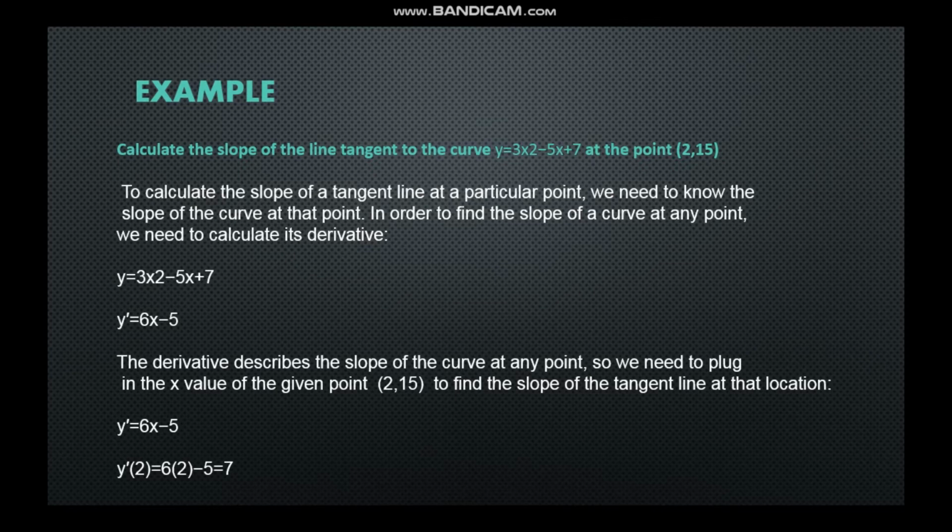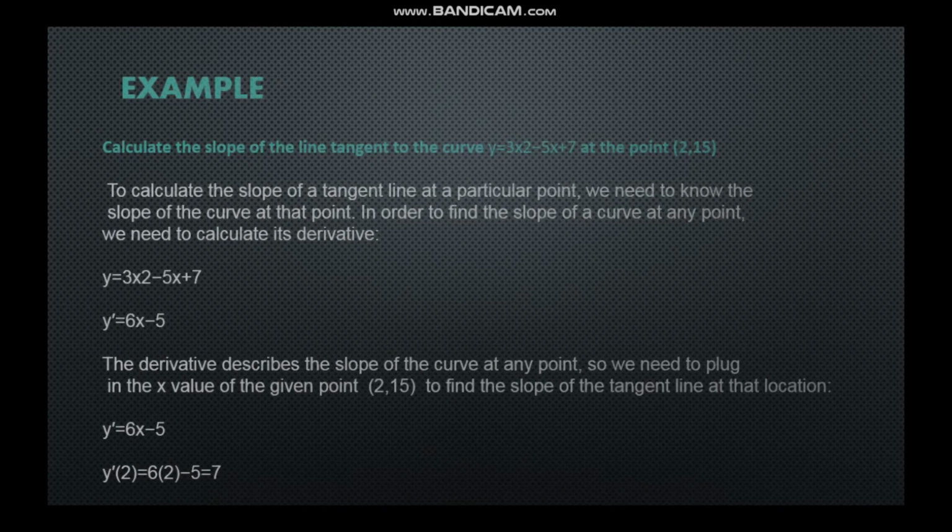To find the slope, put the value of x from the given point into the derivative. As you can see, the value of x is 2, so by putting the value of x in this equation, we can find the slope of the function, which is 7.